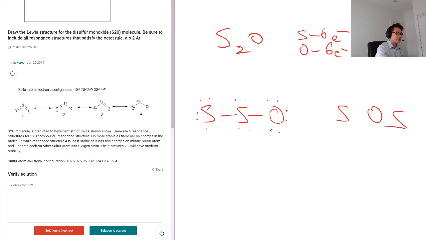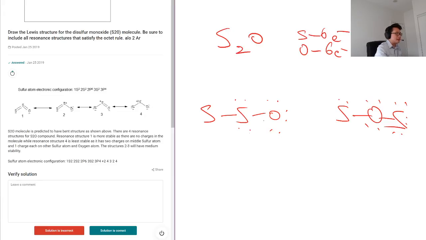So 1, 2, 3, 4, 5, 6, 7, 8, 9, 10, 11, 12, 17, 18. 1, 2, 3, 4, 5, 6, 7. Okay, so this will be case 1. And then case 2. 1, 2, 3, 4, 5, 6, 7, 8, 9, 10. Okay, so we will have something like that.